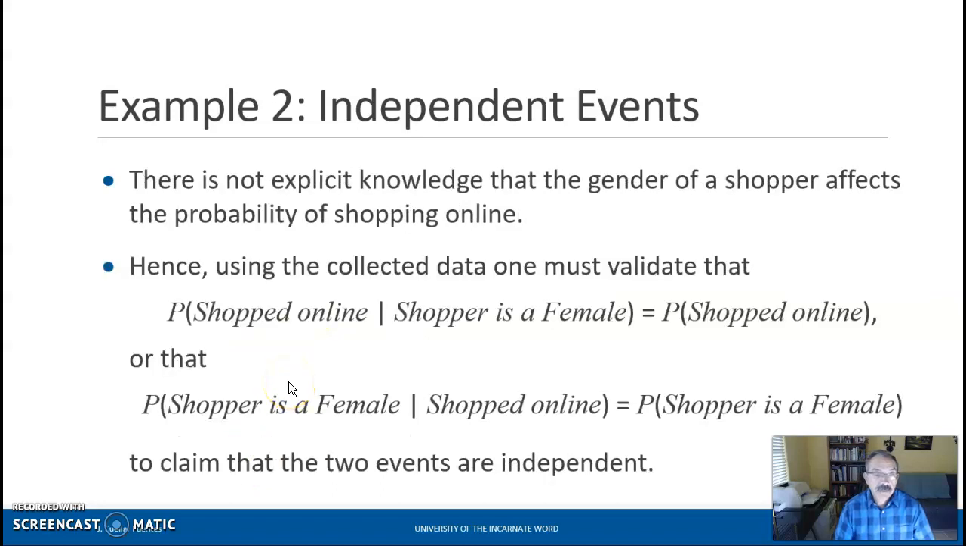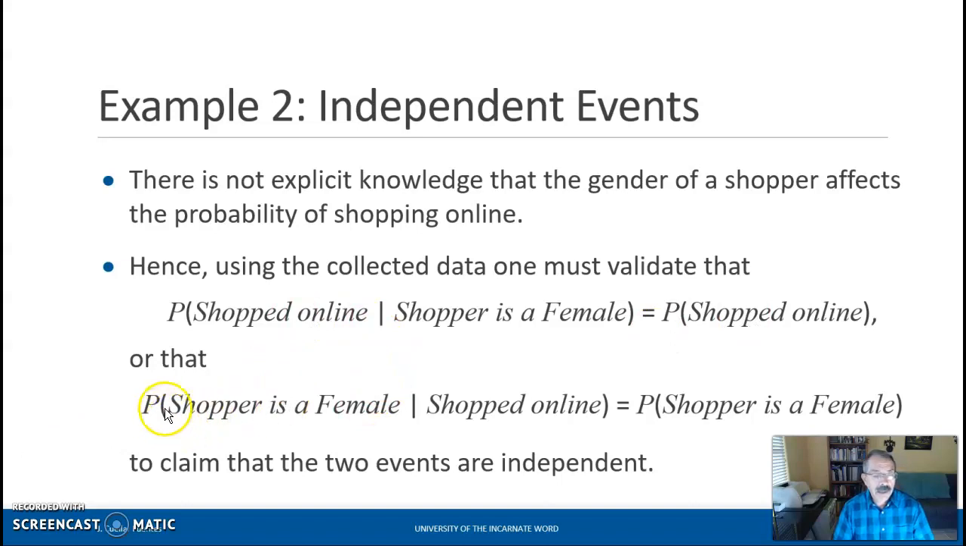Well, we don't have any explicit knowledge that tells us that they are independent or dependent. We don't know. So this is a case where we have to use the data that we obtain to validate that. In this particular case, the probability of shopped online conditioning on the shopper being a female, well, it's just the probability of shopped online. So if I find that the conditional probability of shopped online, given that the shopper is a female, is exactly equal to the probability of shopped online, then I say that the two events are independent.